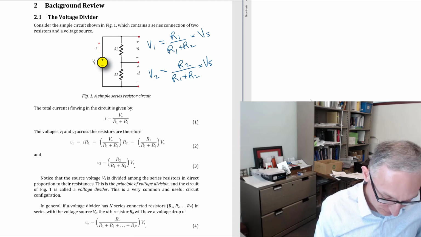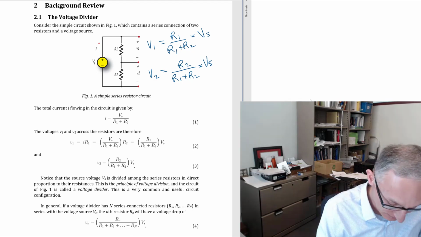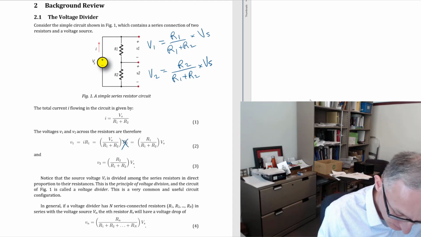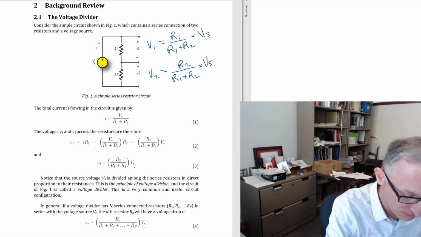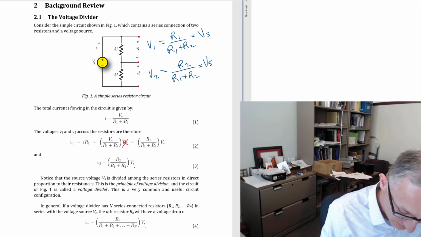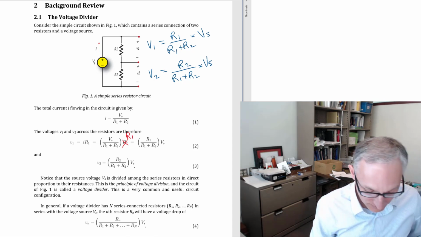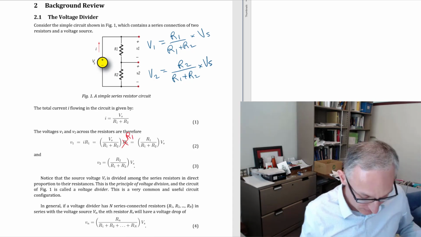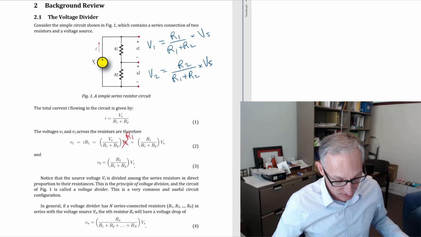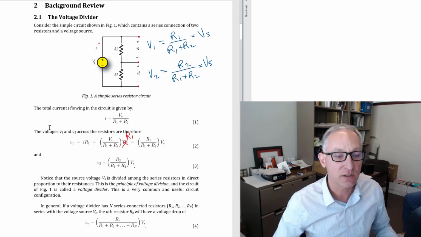Okay, we have a little typo here, so let's catch that. So this here, I'll use red, because that's what we use for marking. R1, okay? That's just a little typo, just pointing that out. Okay, and let's keep going.